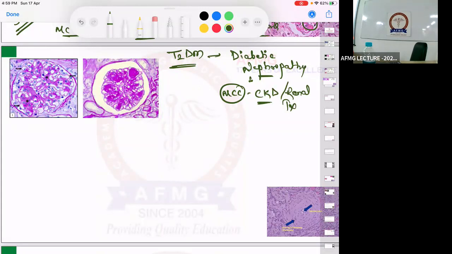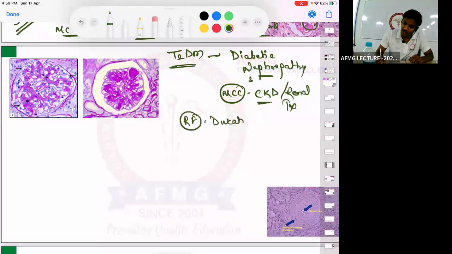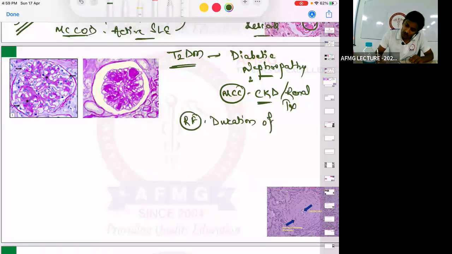Most common cause of CKD is? Most common cause of renal transplant is? Most important risk factor for diabetic nephropathy is? Right, it is duration of diabetes.